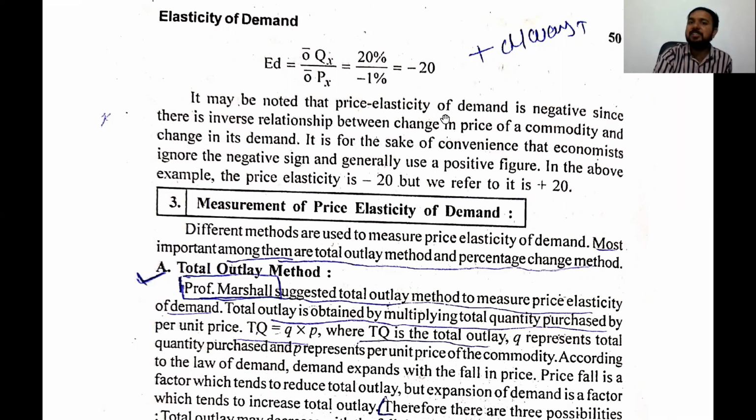It may be noted that price elasticity of demand is negative, since there is an inverse relationship between change in the price of a commodity and change in its demand. It is for the sake of convenience that economists ignore the negative and generally use the positive figure. In the above example, the price elasticity is minus 20, but we refer to it as plus 20. So there will be no consideration of the negative, or we can say the minus sign. So the elasticity of demand will always be positive. When we get a minus figure, we will also consider it as a positive figure. So guys, this is all about the price elasticity of demand.